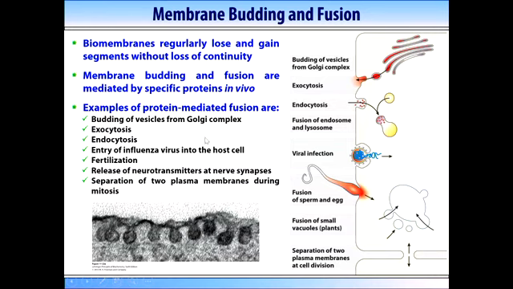So that's an exocytosis type of process, but it's also very important. Perhaps we wouldn't be here if not for fertilization, which is due to the fusion of the membranes. And actually, exocytosis itself is also fusion of the membranes. Separation of two plasma membranes during cell division, during mitosis or meiosis, also largely owes to the property of biological membranes, that is the ability to be separated or to be fused. Okay.